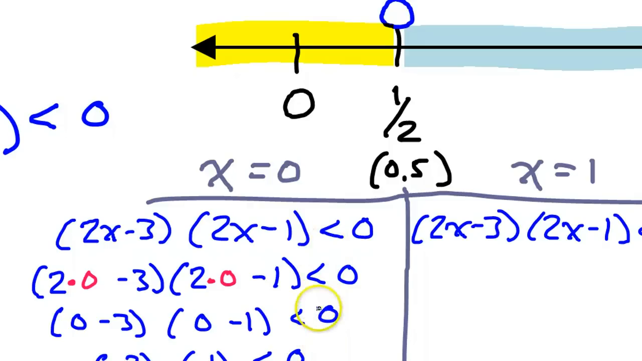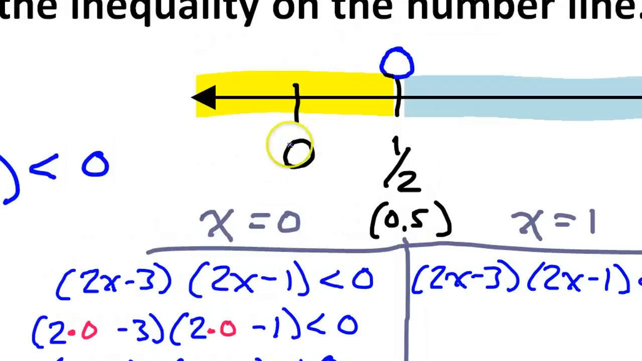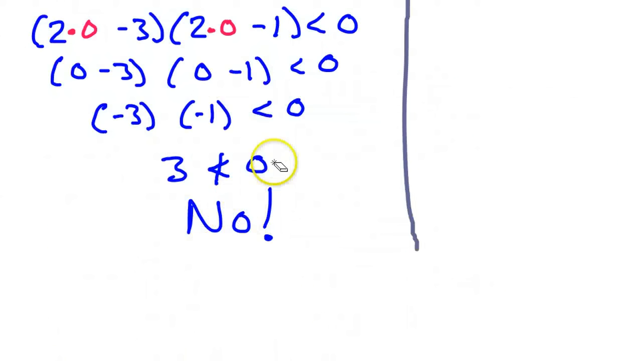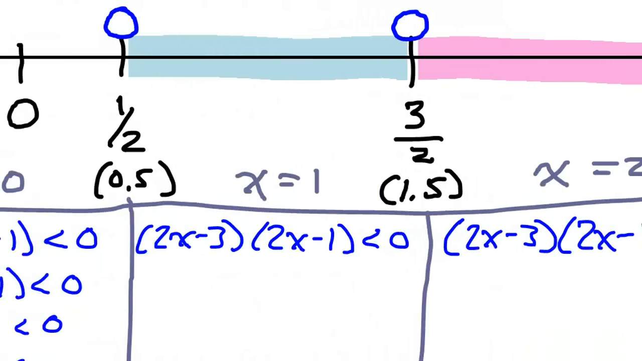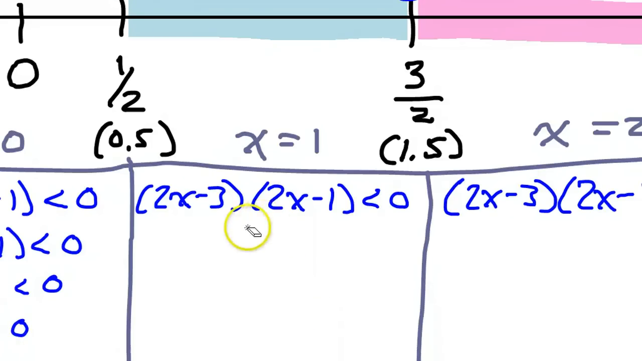So this is not a solution to the inequality. That means if one value in this zone is not a solution, none of the values in this zone will be a solution. So I'm really just going to erase this and leave it empty. Nothing is going to happen here because these values are not solutions. So let's move on to our next zone. Let's use our test value of 1. Let me just set it up.